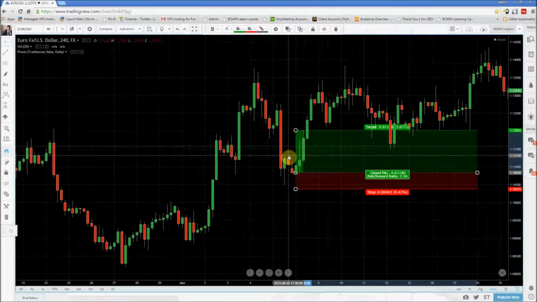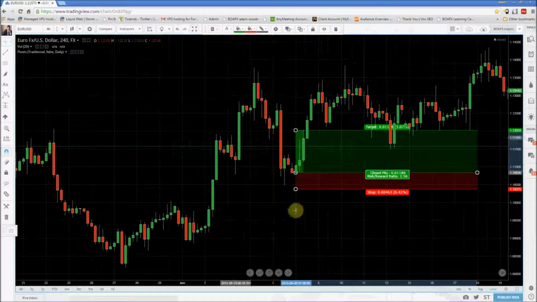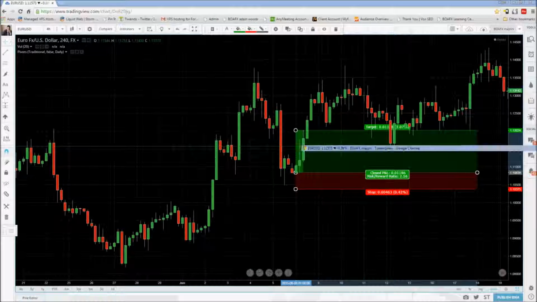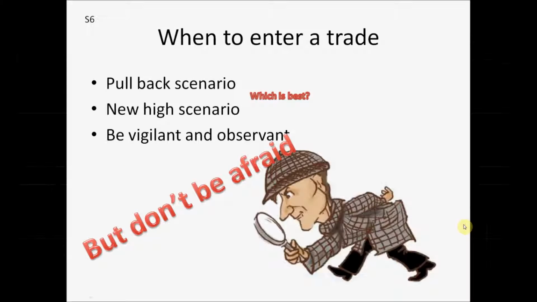So if we go to look at this and go, right, okay, this is our first target, a new high isn't going to produce what we want it to produce. We're better waiting to see if we can get a 50% pullback. Now this leads us into our next slide. When to enter a trade. Pullback scenario, new high scenario. Which is best? Be vigilant, be observant, but above all, don't be afraid.